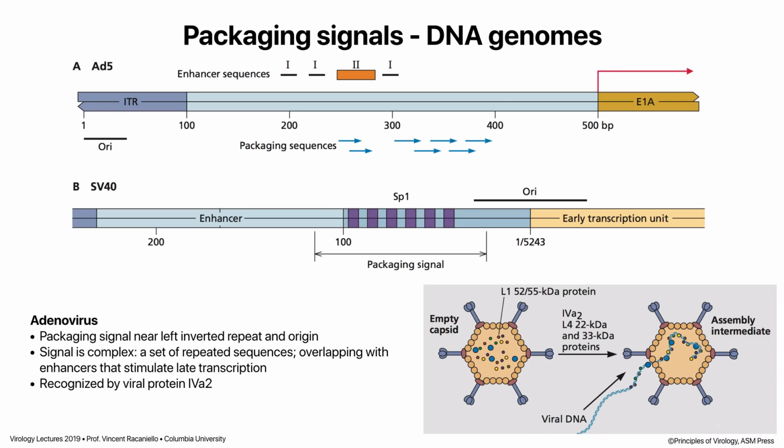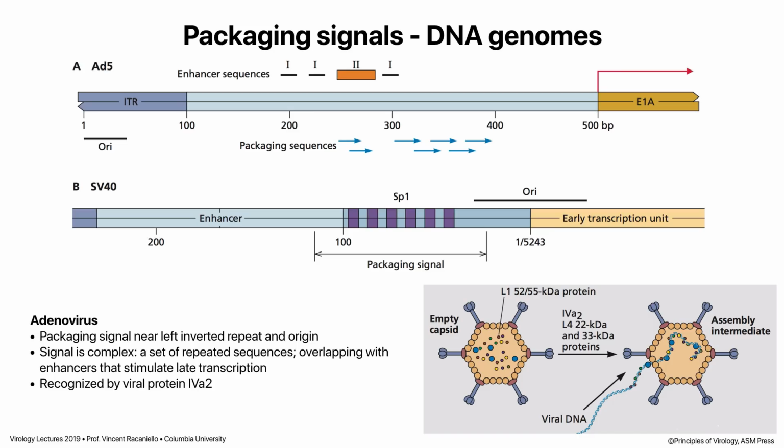So here are some packaging signals in DNA genomes, the adenovirus and SV40. You see adenovirus at the top. We're at the very left end of the genome here. This is the left end, and that's one of the two inverted terminal repeats that are present at either end. And that's one of the two origins of replication. There's one at each end. Packaging sequences are here between 100 and 500 base pairs from the left end. So it's very close to the end.